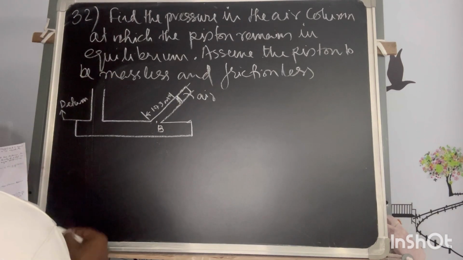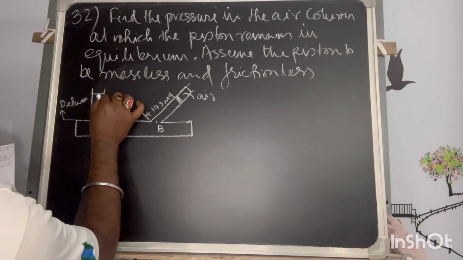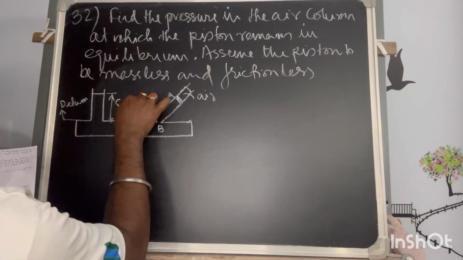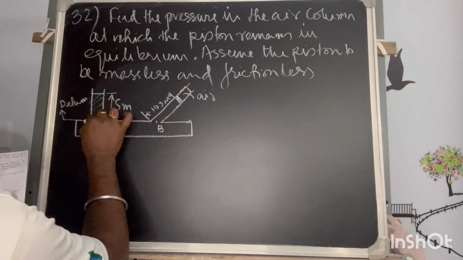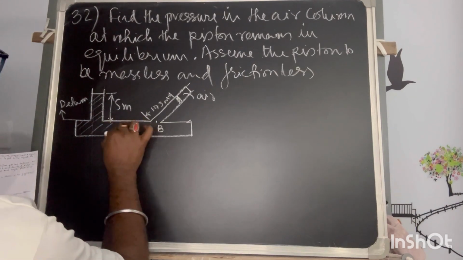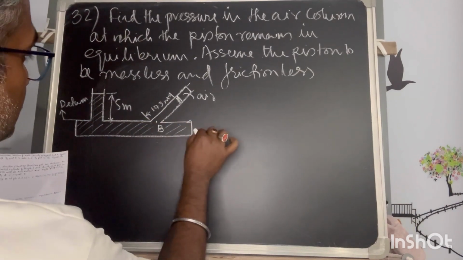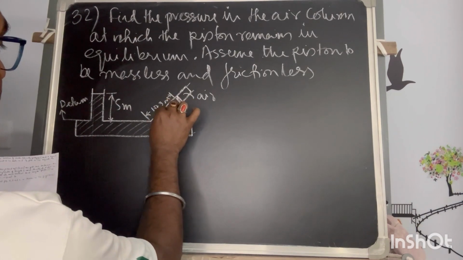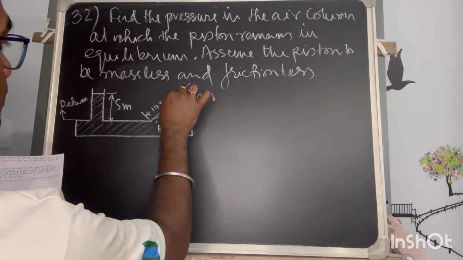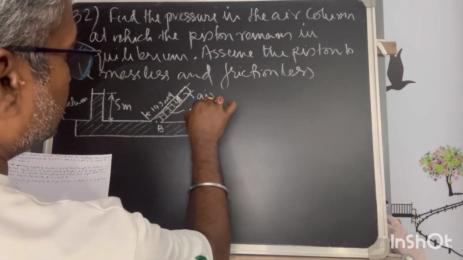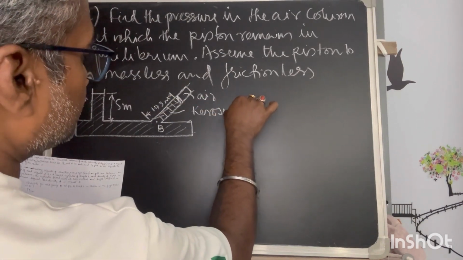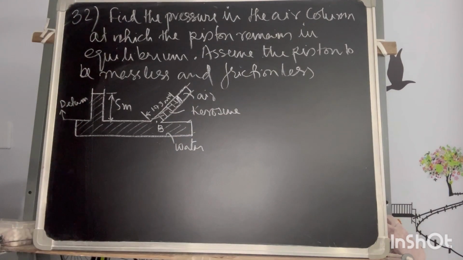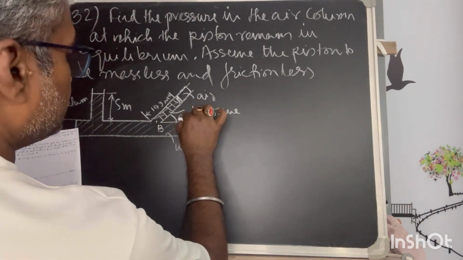This is the datum. The liquid column here is up to 5 meter height. This is your water, and this part up to the piston, this is kerosene, and this is water. This is given. This is at 60 degrees, given.